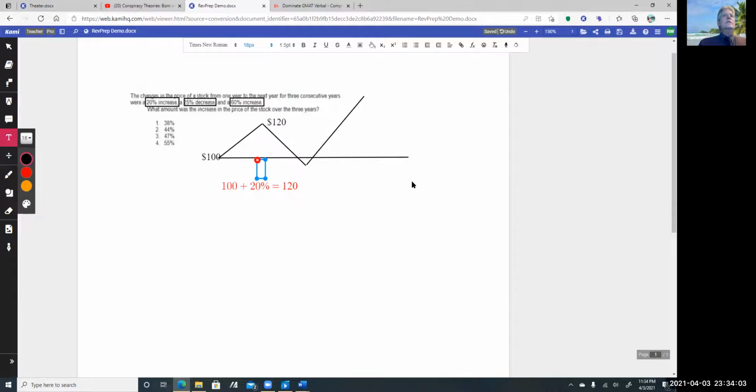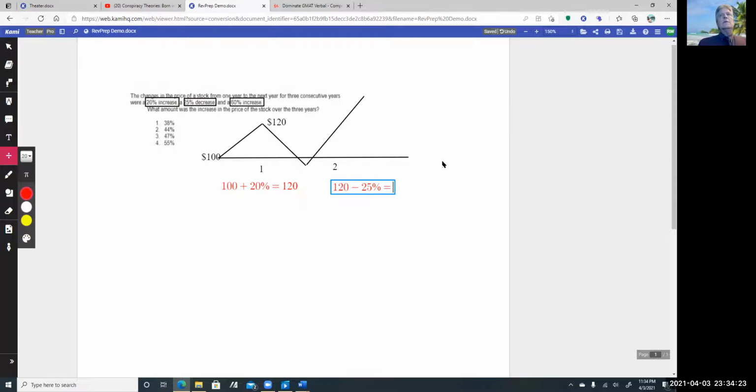So this is year number 1. Year number 2 coming up. In year number 2, we are going to be taking 100. That's our new baseline. And we're going to be subtracting 25%.